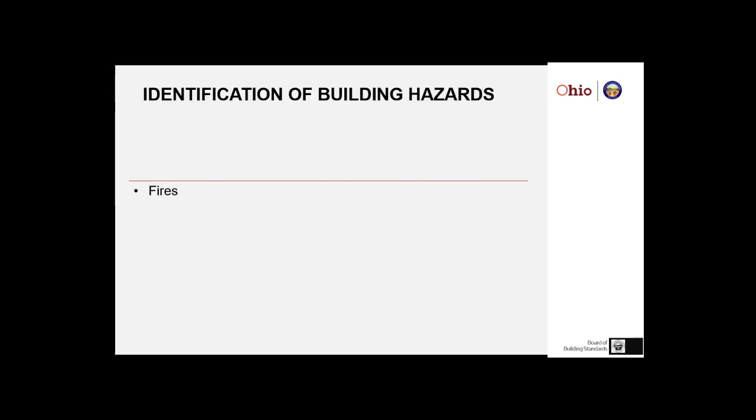So let's talk about some of the building hazards that exist. Of course, we have the hazard of fire. We have the hazard of explosions, natural disasters, slips, trips, and falls. This actually is, according to the CDC, fall death rates in the US increased over 300%. And this is one of the leading causes of workers' compensation claims. So falls are a huge issue, and that's one of the reasons that our building codes focus so much on egress.